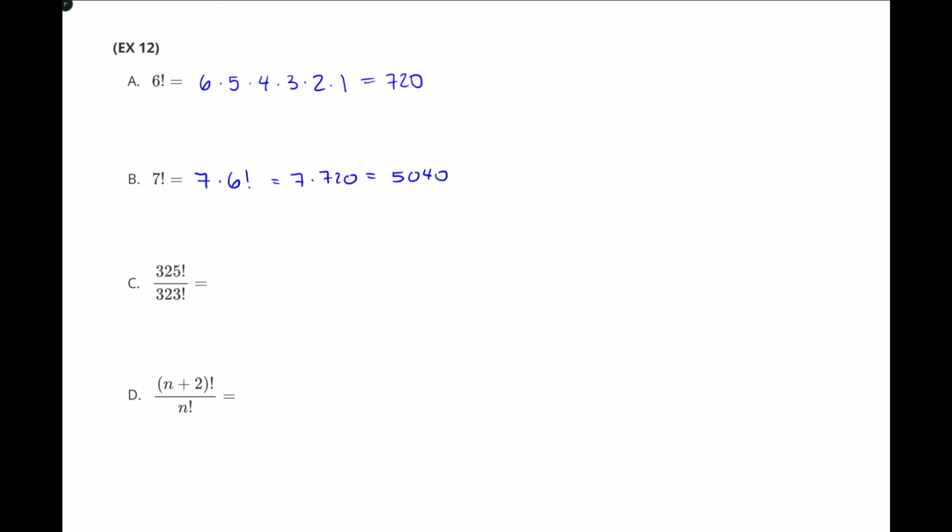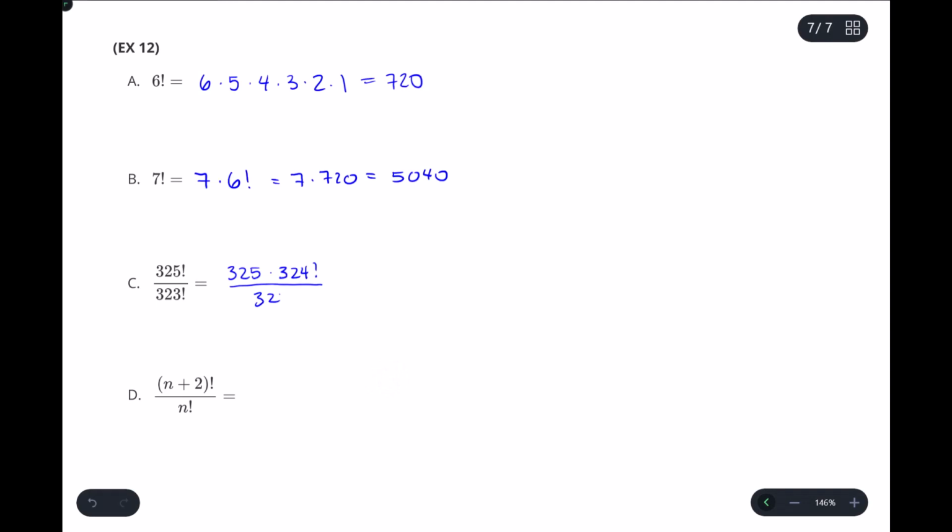Well, we just have to be a little bit more clever in the way that we go about computing this. So for instance, instead of typing in 325 factorial divided by 323 factorial and getting a math overflow error, we could simplify first. So for instance, 325 factorial is the same thing as 325 times 324 factorial, just the same way that 7 factorial is the same as 7 times 6 factorial.